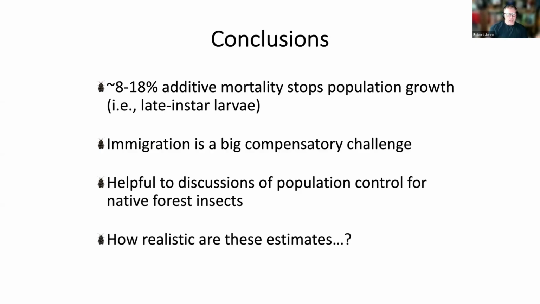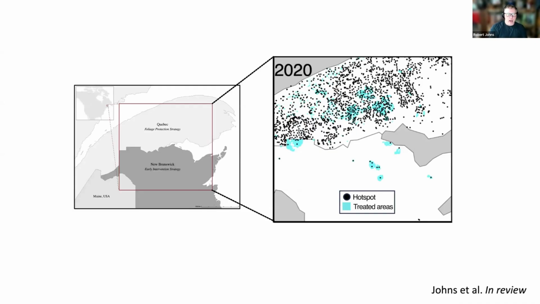Now, you might be asking, okay, this is a very simple model. How realistic are these estimates? As I said, we are actually running this program, and this is from our forthcoming paper. It's just in review right now. We have this really interesting scenario where they're doing that traditional protection strategy using the exact same insecticides as New Brunswick is using for this early intervention strategy.